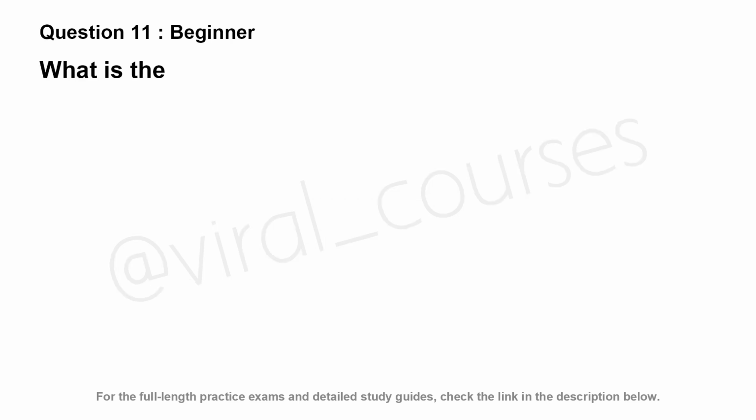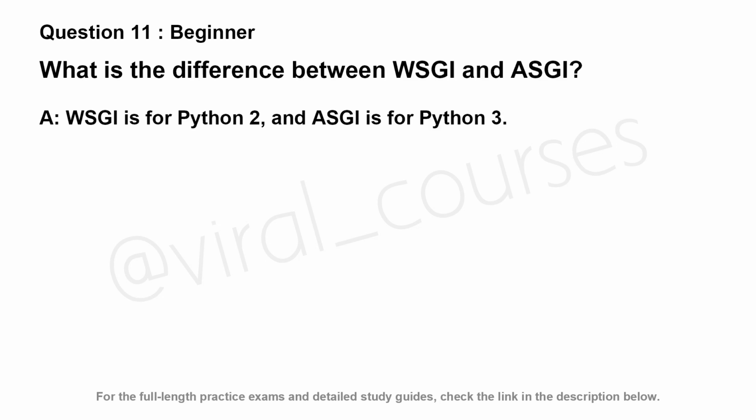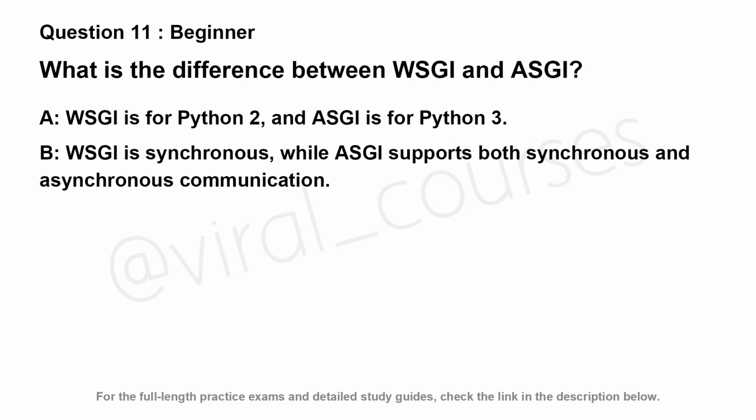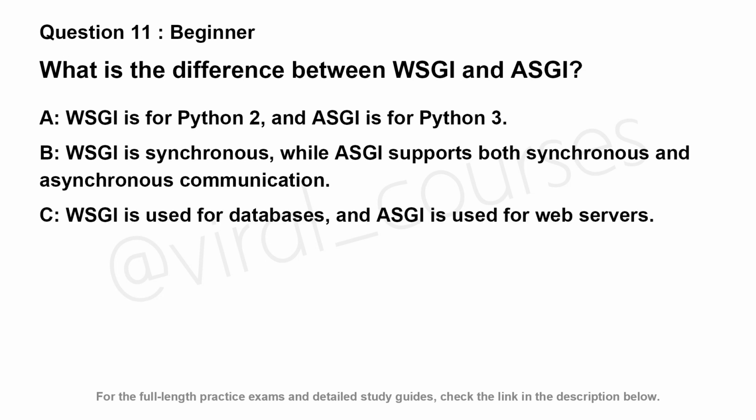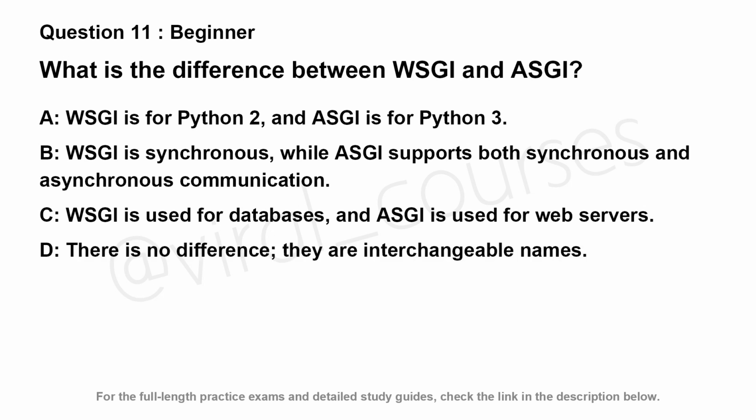What is the difference between WSGI and ASGI? Option A. WSGI is for Python 2, and ASGI is for Python 3. Option B. WSGI is synchronous, while ASGI supports both synchronous and asynchronous communication. Option C. WSGI is used for databases, and ASGI is used for web servers. Option D. There is no difference. They are interchangeable names.